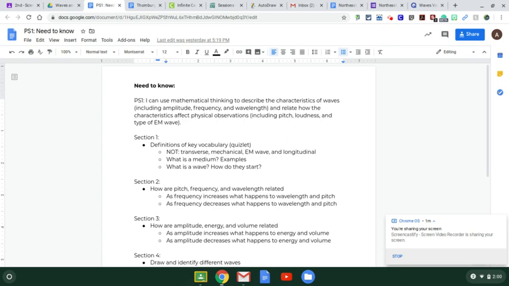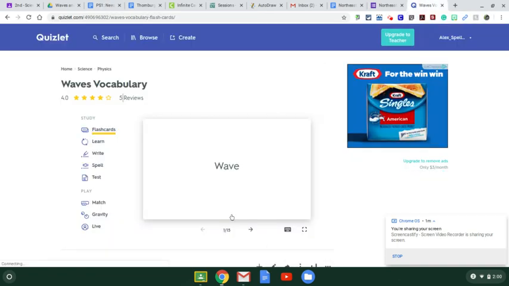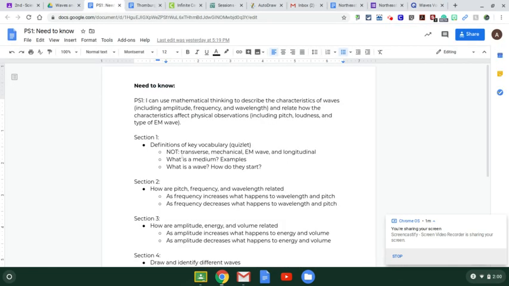The very first thing we're going to start with is the definitions of key vocabulary. This can be found on Quizlet. I have a Quizlet class that you can access, and there are 15 different vocabulary words. Please notice that you are not studying transverse, mechanical, EM wave, and longitudinal. Those words are not going to be tested on this quiz. EM wave we will get to at a later time.